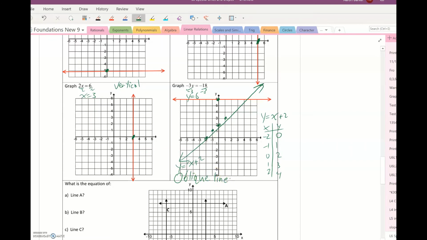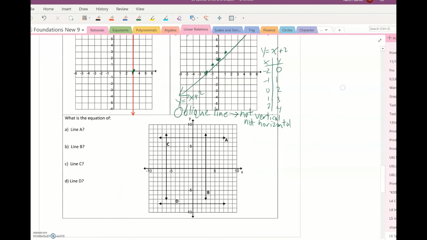Okay, so basically it's not vertical and it's not horizontal. All right, so any of those two, if it's vertical or horizontal, there you go.